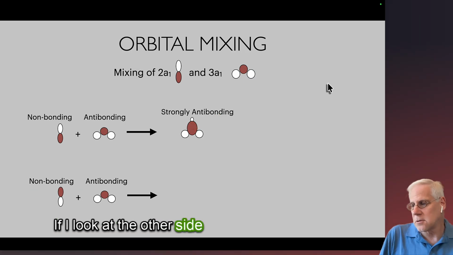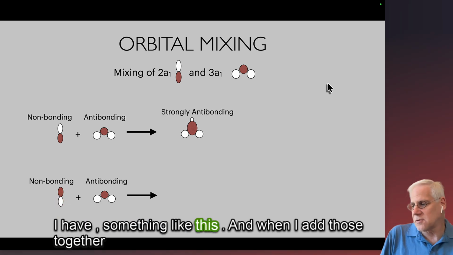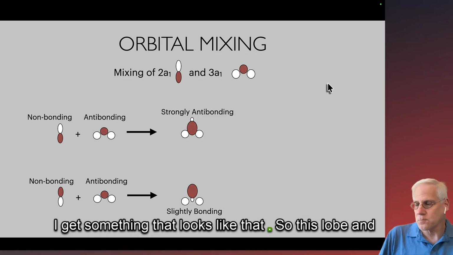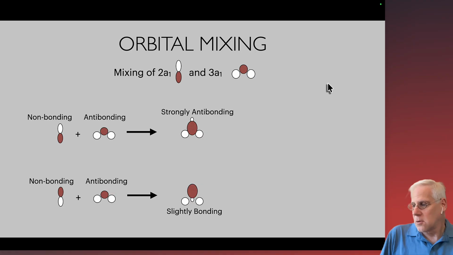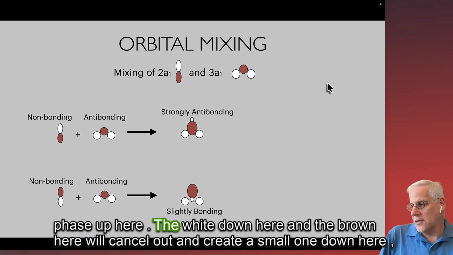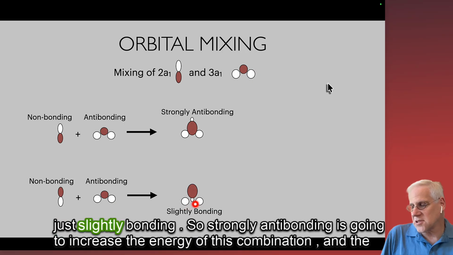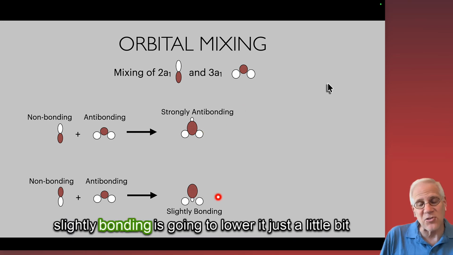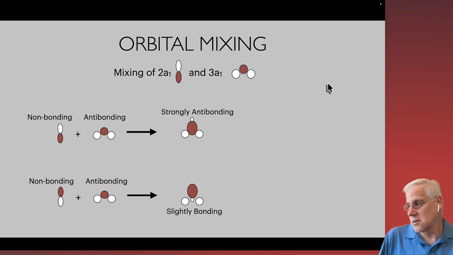If I look at the other side, I have something like this, and when I add those together, I get something that looks like that. So this lobe and this one here will create a large phase up here. The white down here and the brown here will cancel out and create a small one down here. And this turns out to be just slightly bonding. So strongly anti-bonding is going to increase the energy of this combination, and the slightly bonding is going to lower it just a little bit.